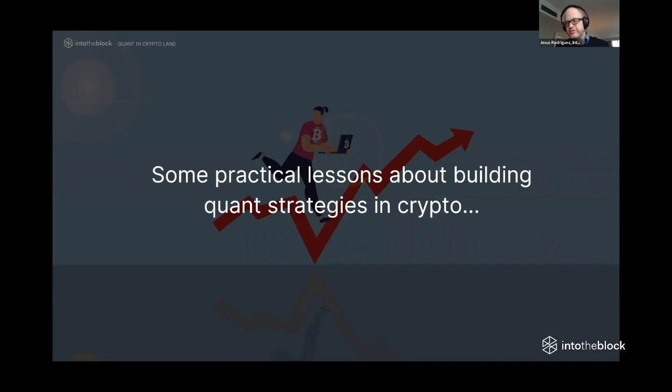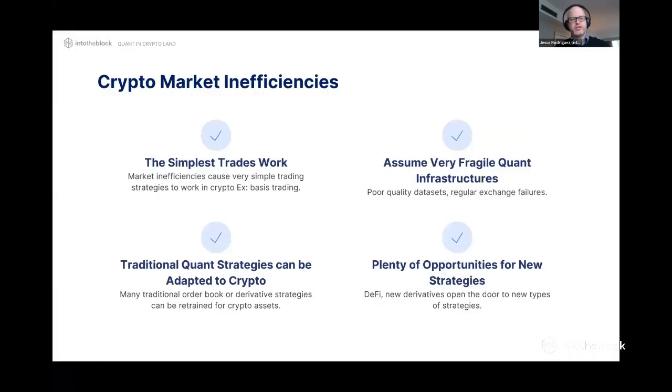So to close this out, some practical lessons about building quant strategies in crypto. If you take everything that we have discussed and you're going to be building this type of strategies, what are some of the things that you need to look out for? For instance, the simplest trades will work because crypto is so inefficient. You can have very basic strategies. The most famous example is the basis trade with futures, which doesn't work anywhere else. Well, it works in crypto, and you can earn a yield just on the futures curve.